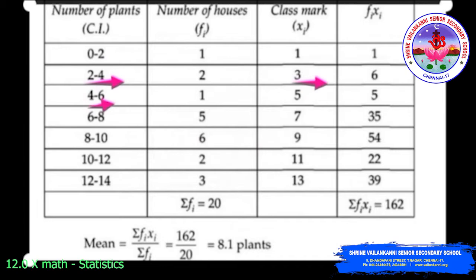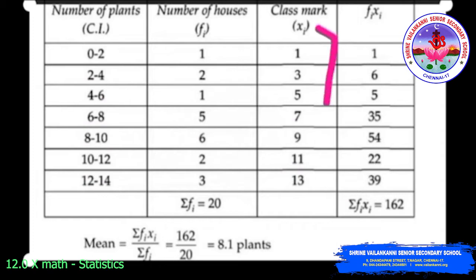4 plus 6 divided by 2. So 10 divided by 2, which is 5. Similarly, 6 plus 8 is 14. 14 divided by 2, we get 7. 8 plus 10, 18. 18 divided by 2, it is 9. 10 plus 12, 22. 22 divided by 2, it is 11. 12 plus 14, 26 divided by 2, it is 13.